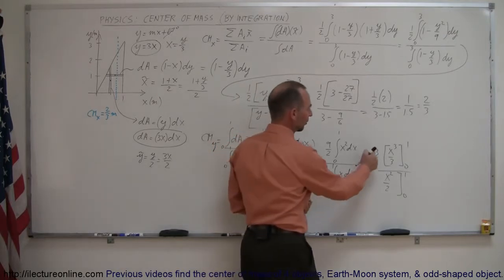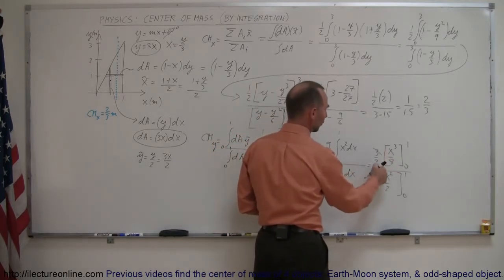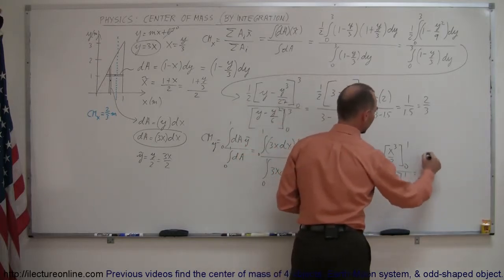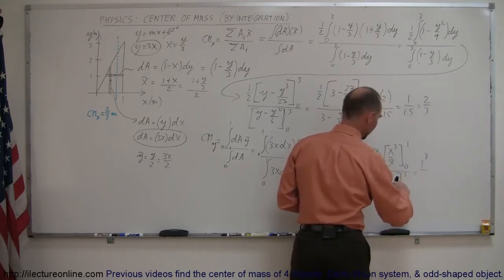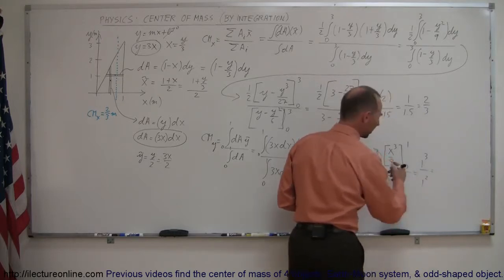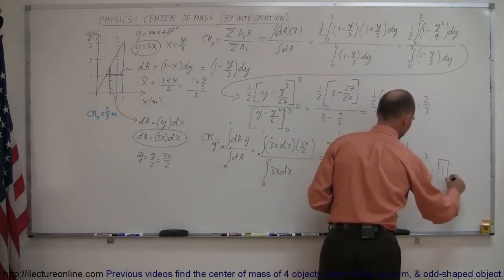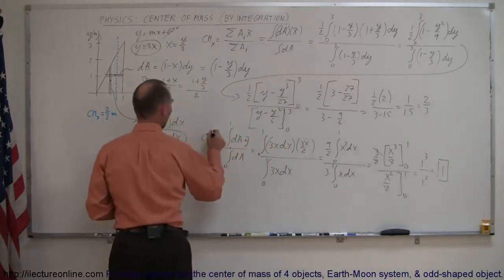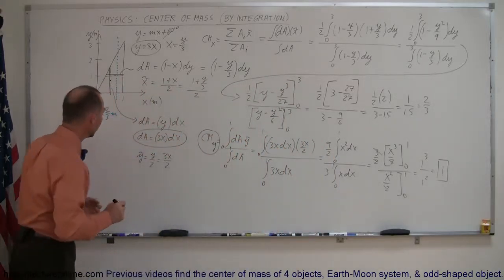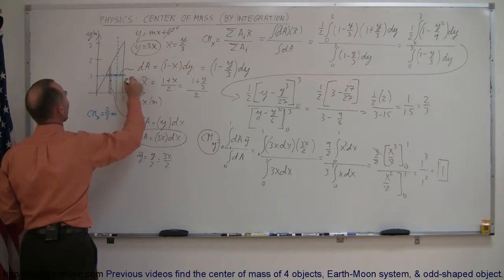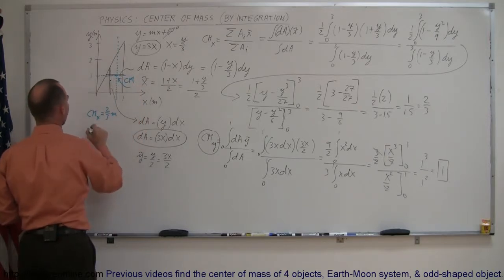Now notice I have a 3 and a 3, that cancels out, and a 1 over 2 and a 1 over 2 here, that cancels out as well. When I plug in the upper limit, I get 1 cubed divided by 1 squared. When you plug in the lower limit, you get 0 anyway, so you don't have to do that. And so this is simply equal to 1, which means that the y-coordinate of center mass is equal to 1. So that's equal to this right here, and where the two meet, this is the center of mass of this object. And we could say that the center mass in the y direction is equal to 1 meter.